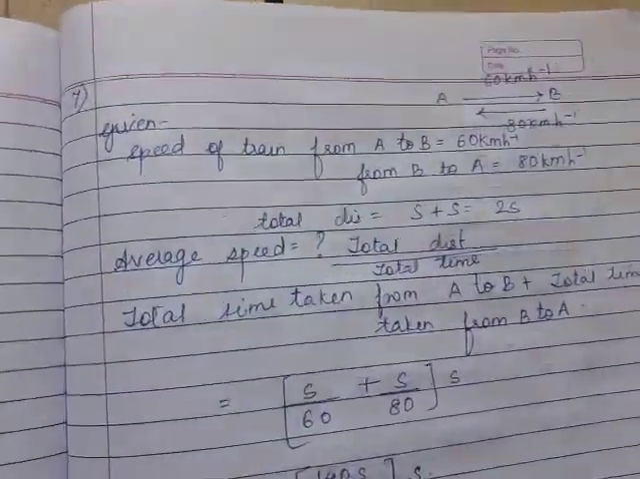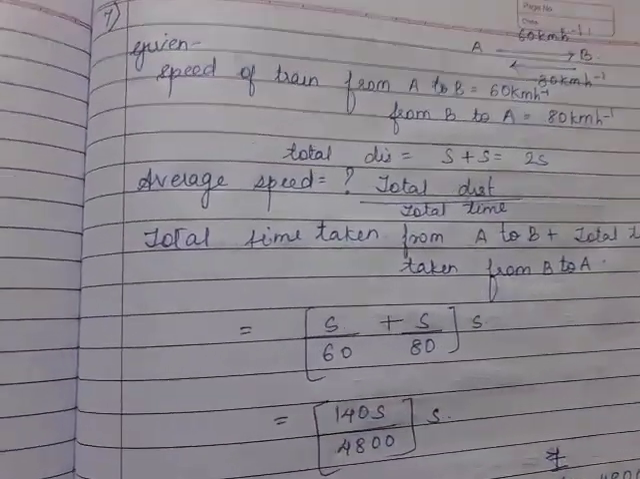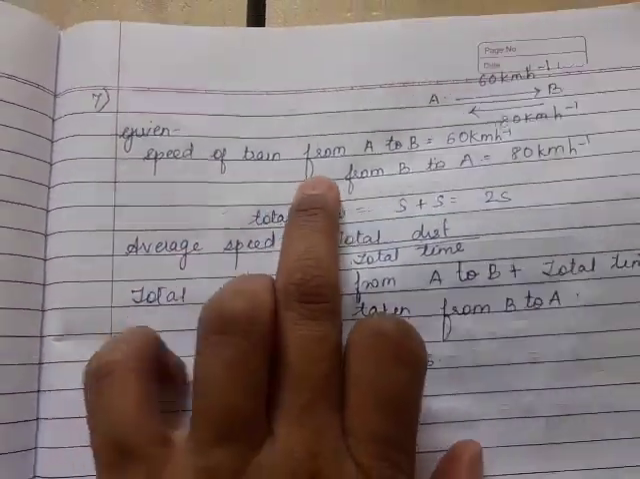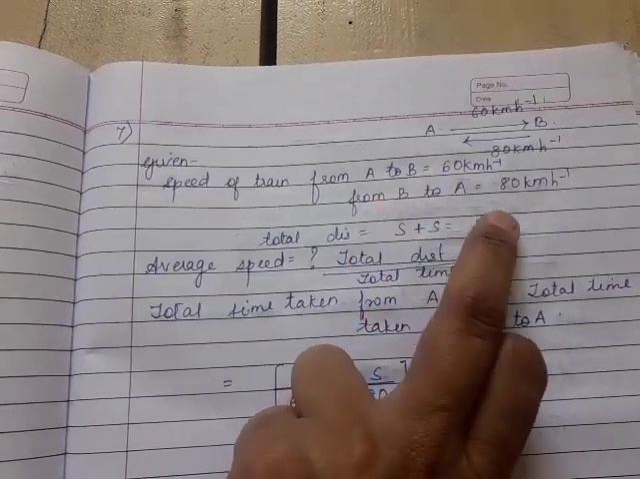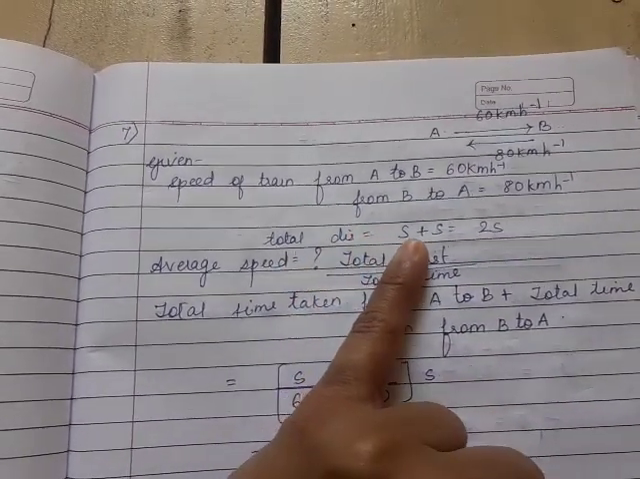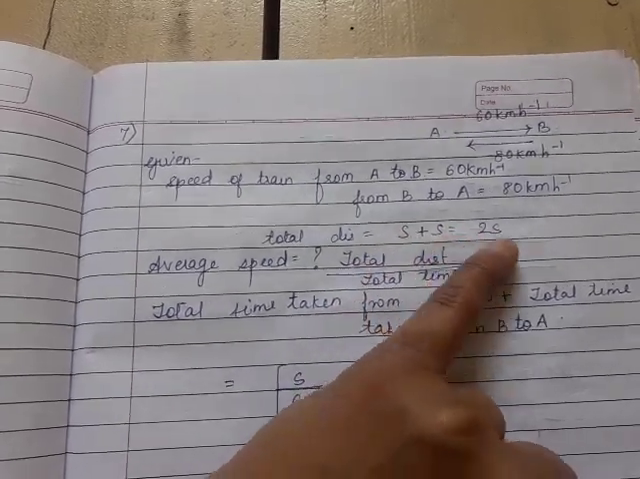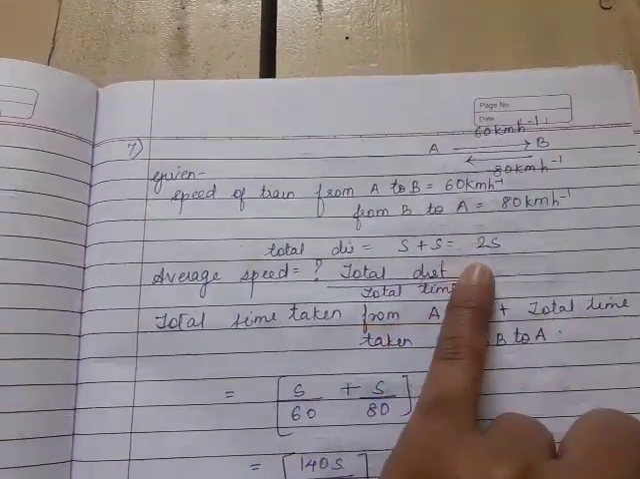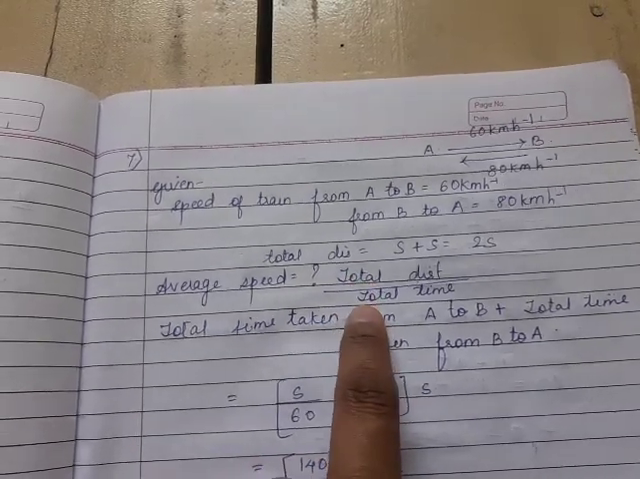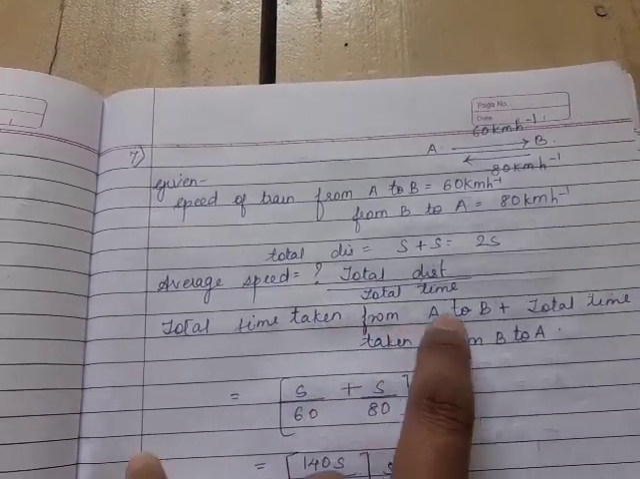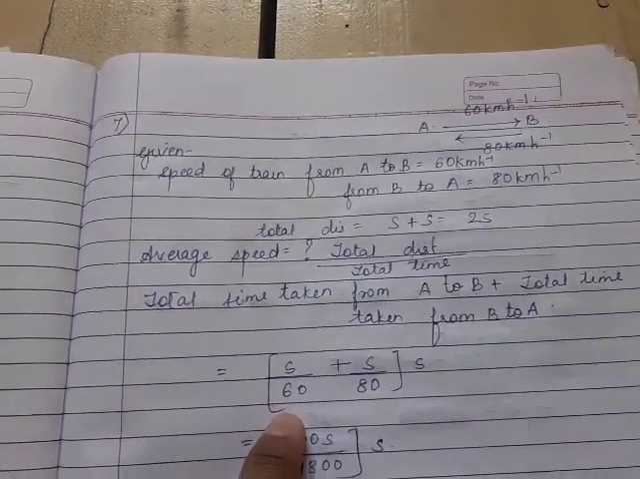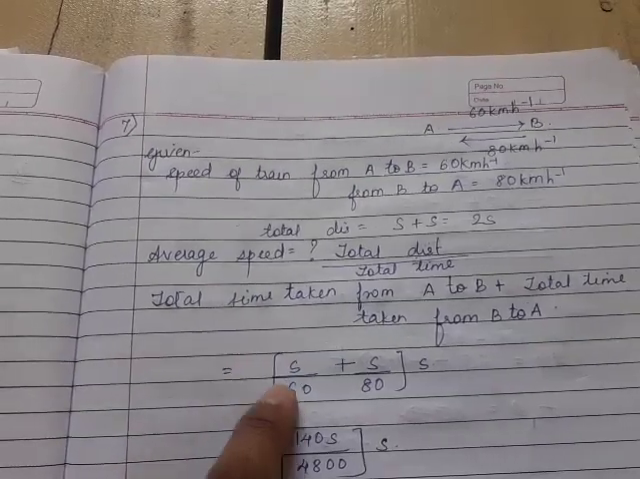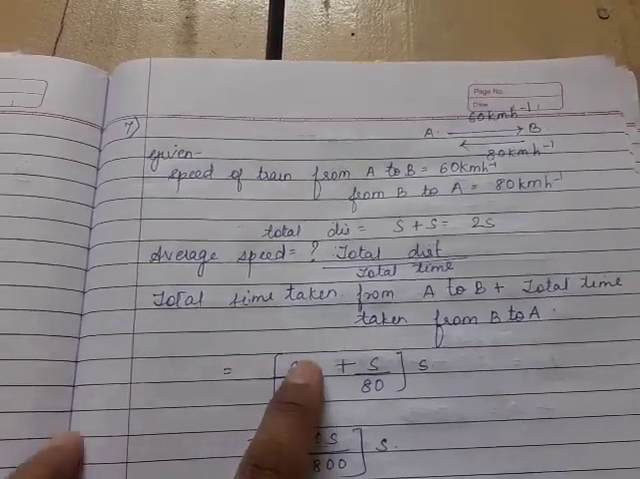Now first, over here you will be able to see that the train is traveling from A to B and then from B to A. So here the speed of the train from A to B is 60 km per hour, from B to A it is 80 km per hour. Now total distance you don't know, so we'll be just writing it as s plus s equals 2s, right? From here to here, so 2s. Average speed is what? Total distance upon total time. So total time from A to B plus total time from B to A. Time is distance upon the speed. So distance is s, speed is 60 for the first one, s upon 80.